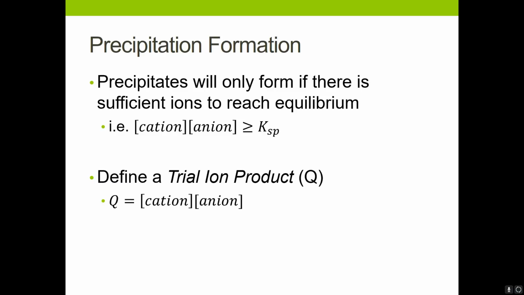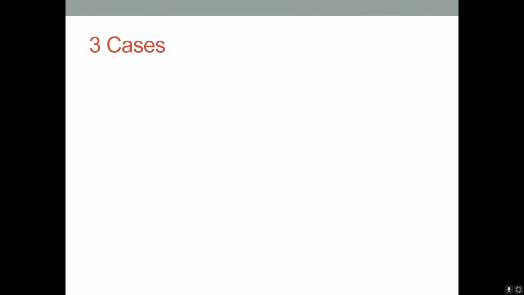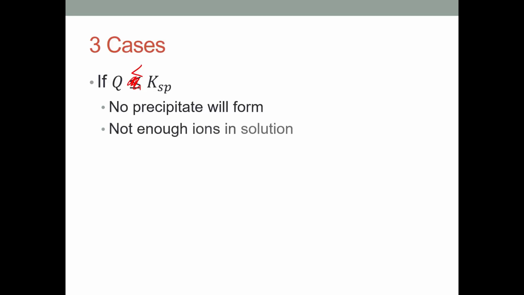There are three situations that will happen with regards to Q, and you can probably already guess what they are. So our three cases are as follows. The first case is if Q is less than KSP, strictly less than KSP. Then no precipitate will form, because as I mentioned, there are not enough ions in the solution to cause the equilibrium to shift to the solid side.